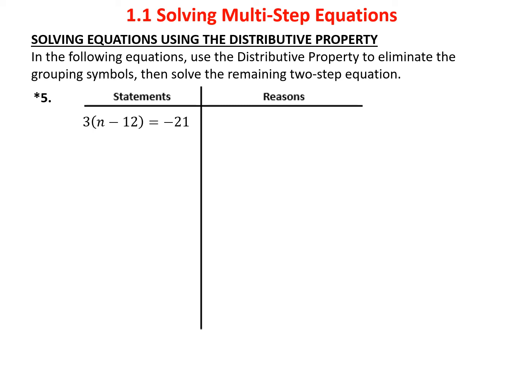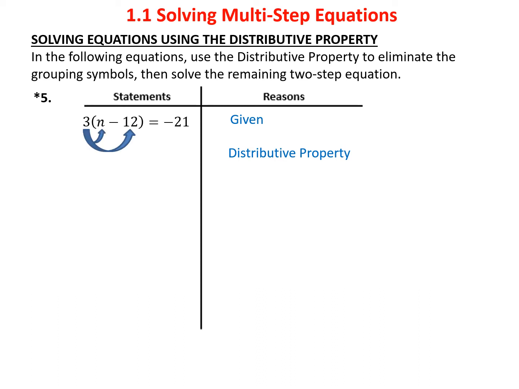If you look at the equation below, you notice we have 3 times the quantity n minus 12. There's a grouping symbol, the parentheses. And part of our solution is we need to get rid of the grouping symbol. And we do that by the distributive property. So here's our equation that's given. Now, if we use the distributive property, we'll eliminate the parentheses.